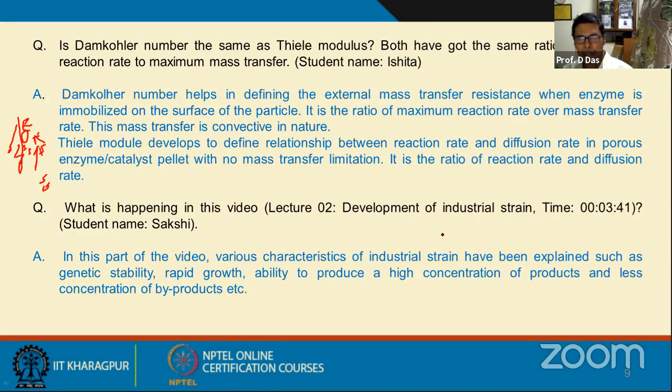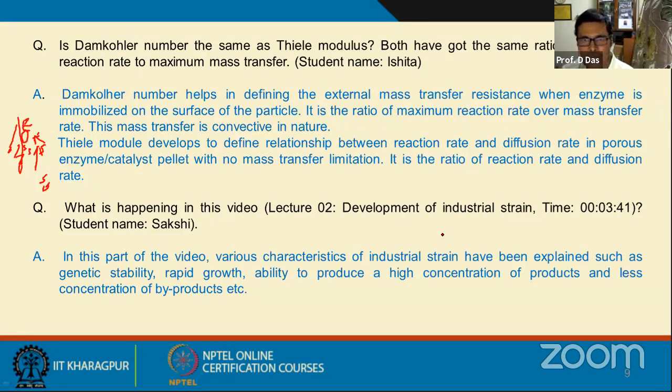But what is called industrial strain? Industrial strain means this organism undergoes several treatment processes. And what is the purpose of the treatment process? One important purpose is the genetical stability. What do you mean by genetical stability? Because every microorganism goes through different generations.